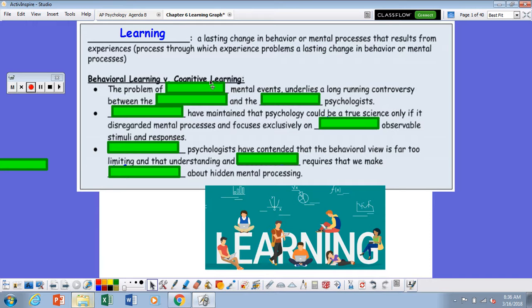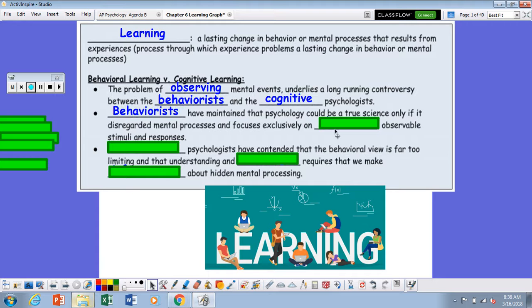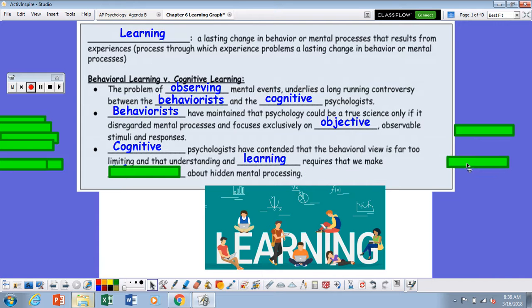There are some different types of learning, behavioral learning and cognitive learning. The problem of observing mental events underlies a long-running controversy between the behaviorists and the cognitive psychologists. Behaviorists have maintained that psychology could be a true science if only it disregarded all the mental processes and focused exclusively on objective, observable stimuli and responses. The cognitive psychologists have contended that the behavioral view is far too limiting and that understanding and learning requires that we make inferences about the hidden mental processes.